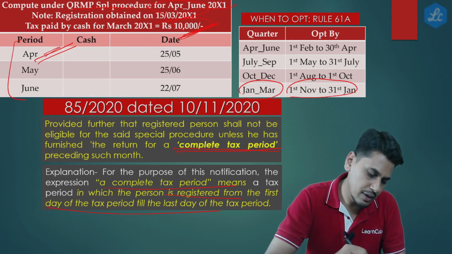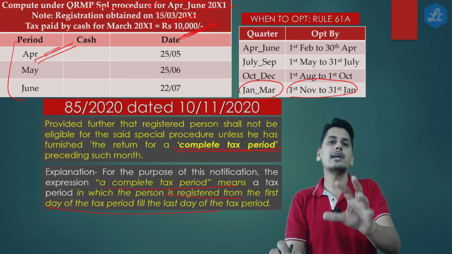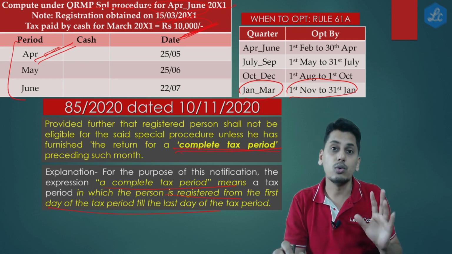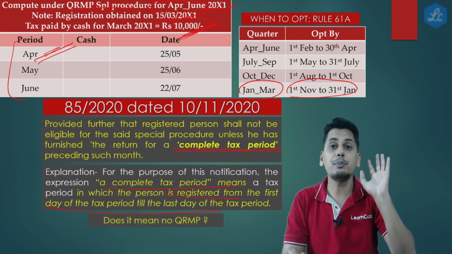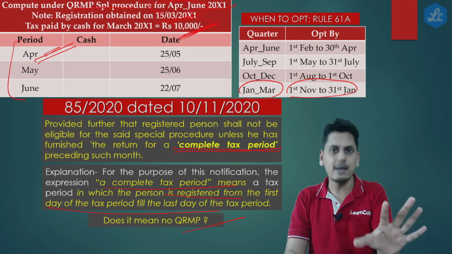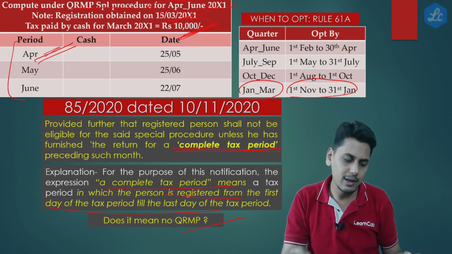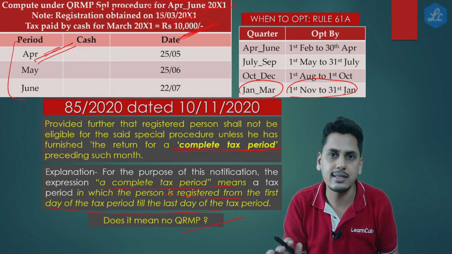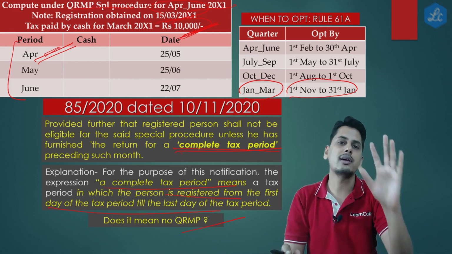So for the month of April, the quarter April, May and June, he is under QRMP scheme. The only thing is, for him, special procedure is not available. Does it mean no QRMP? No. QRMP is available, special procedure not available. Do the self-assessment, deposit the tax, deposit the amount in the electronic cash ledger.